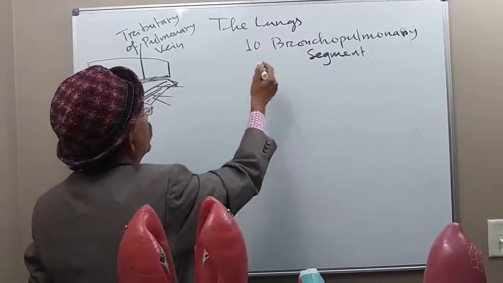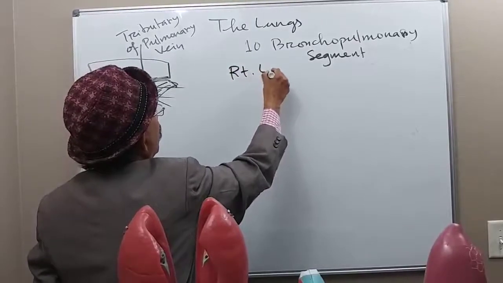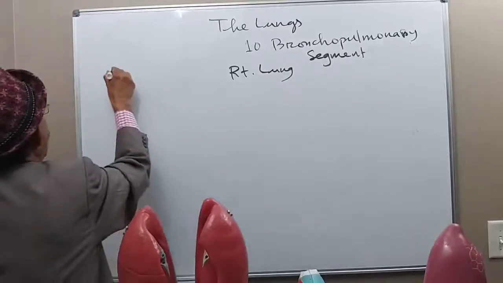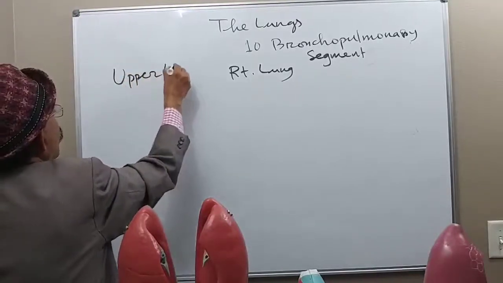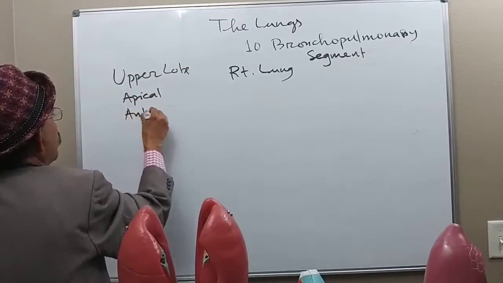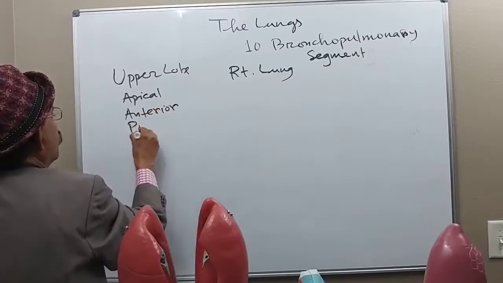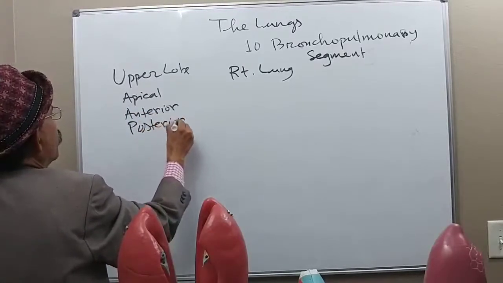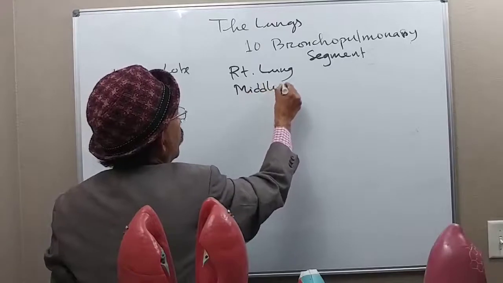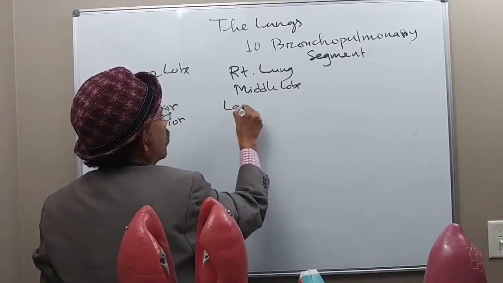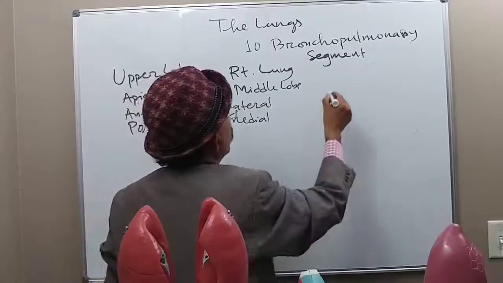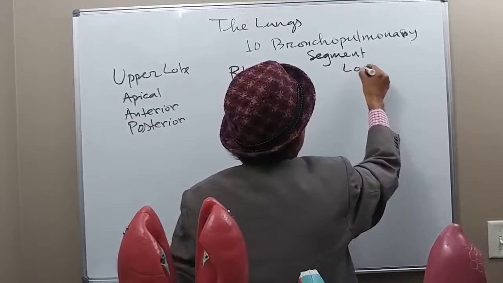So if we go to the right lung, from the upper lobe we'll get the apical, anterior and posterior bronchopulmonary segments. Right lung middle lobe will have lateral bronchopulmonary segment, medial bronchopulmonary segment. Right lower lobe.